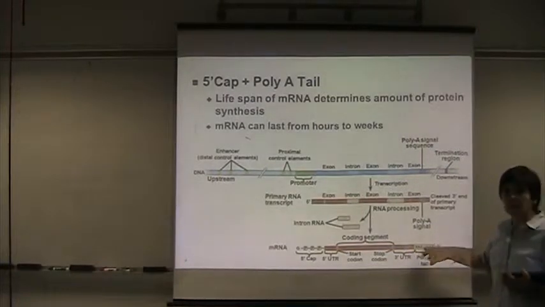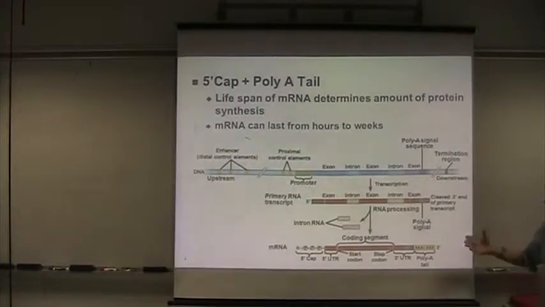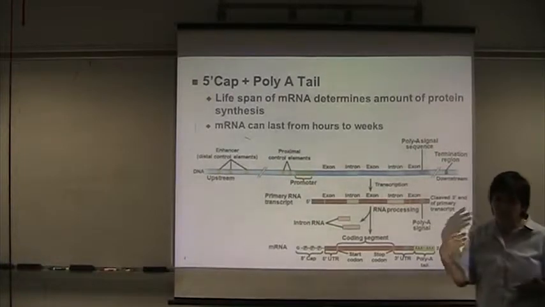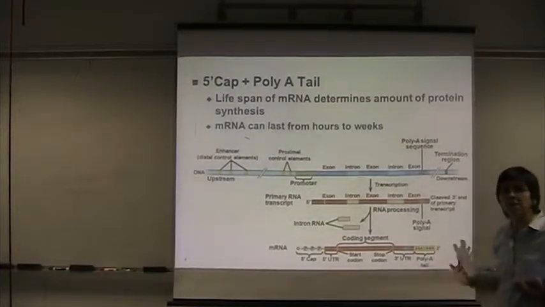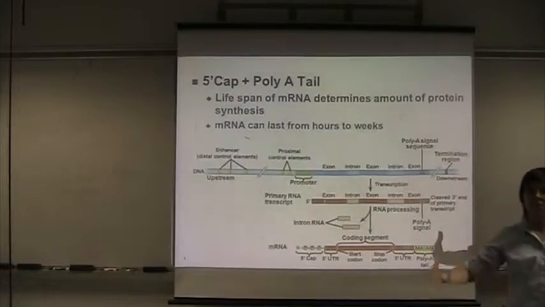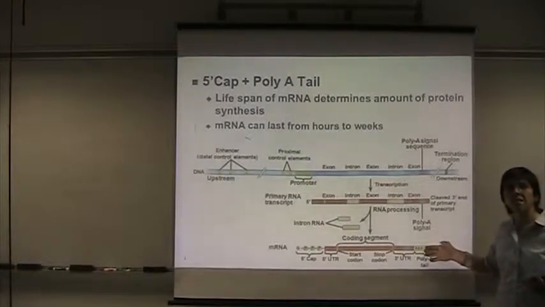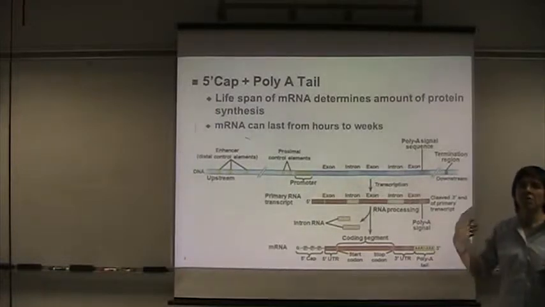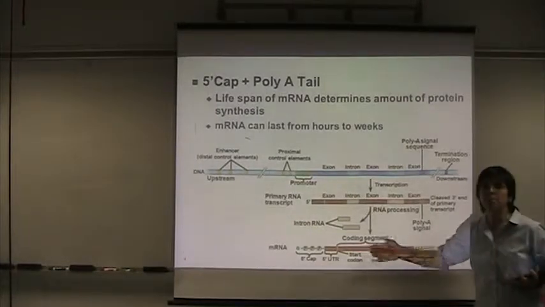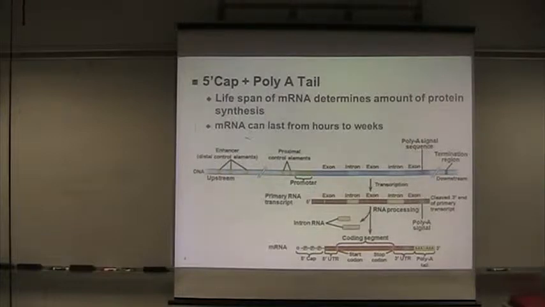The poly-A tail at the end: the longer the tail, basically, the longer the life of the messenger RNA and the more protein is going to be produced. So this is a way of regulating the expression based on the quantity, determining the lifespan of your messenger RNA.